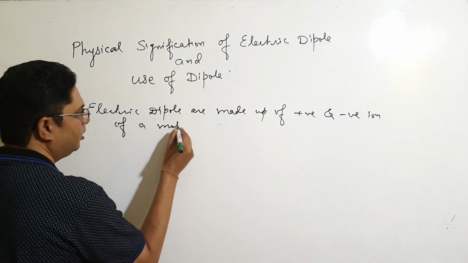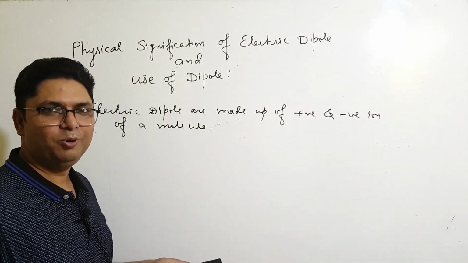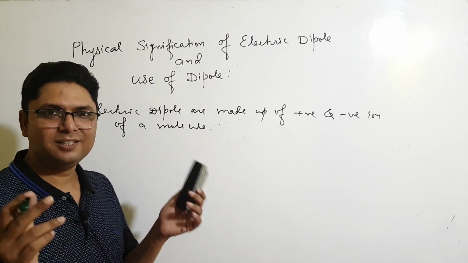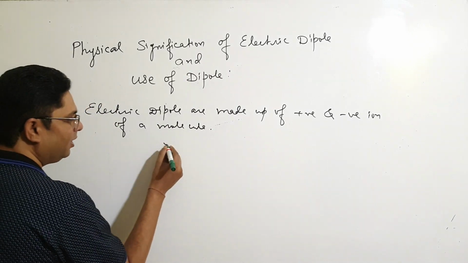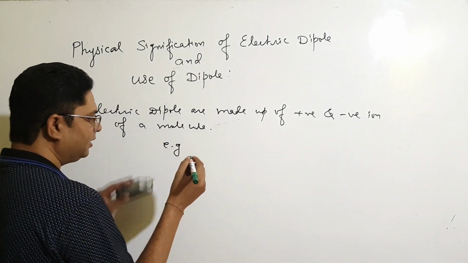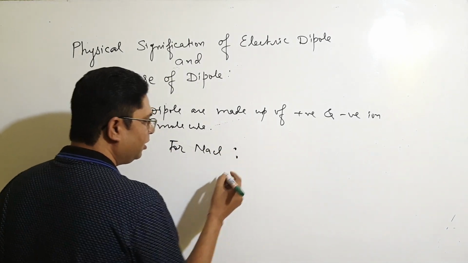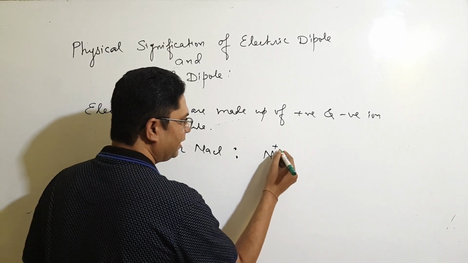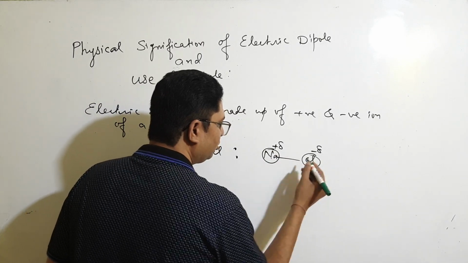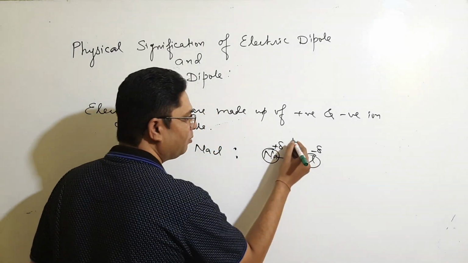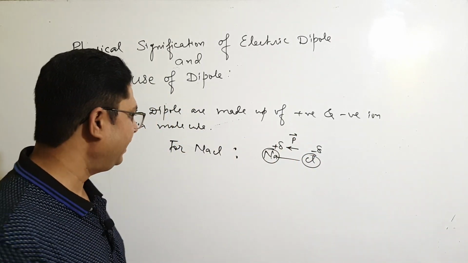of a molecule. So whenever you talk about electric dipole, you have to visualize that there are molecules having positive and negative ions. For example, for NaCl, you have Na plus delta and Cl minus delta. So from minus to plus there is a dipole moment P. This is said to be the electric dipole for NaCl.